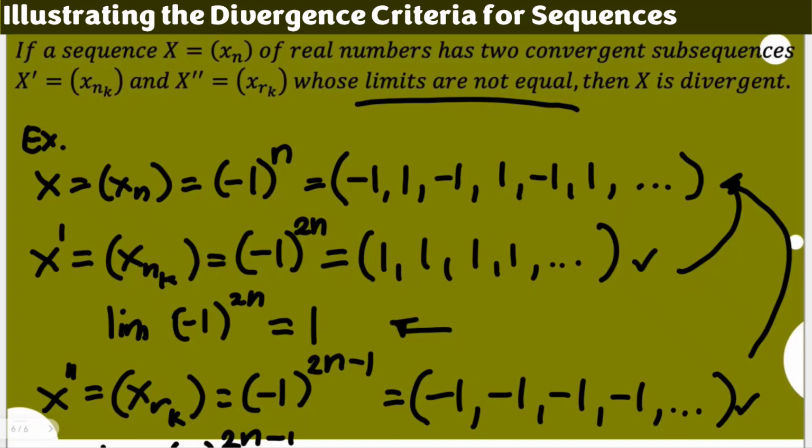So in the future, if you're asked whether a sequence is divergent or convergent, given two convergent subsequences, simply identify the limits of those two subsequences, and if they are not equal, then automatically the sequence is divergent.